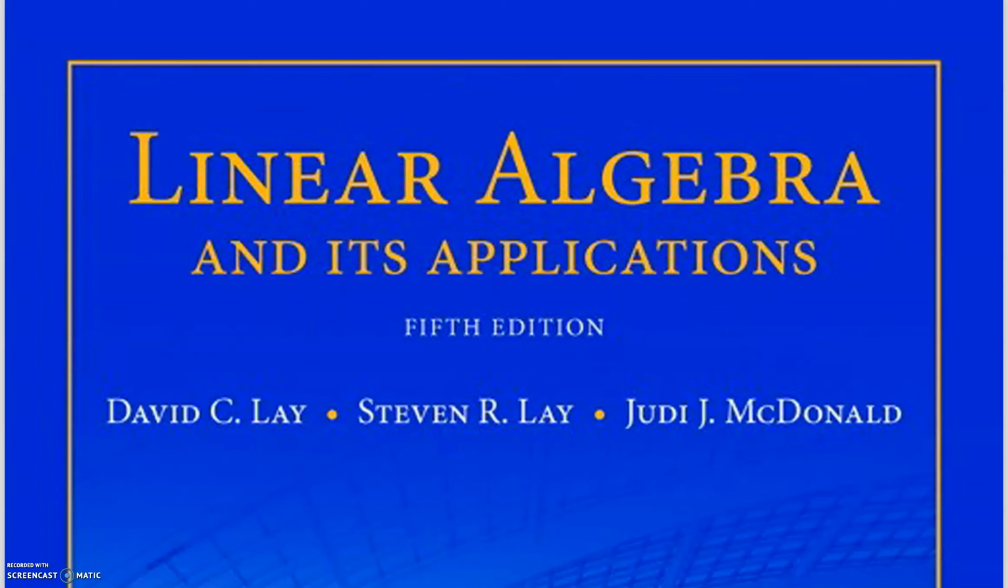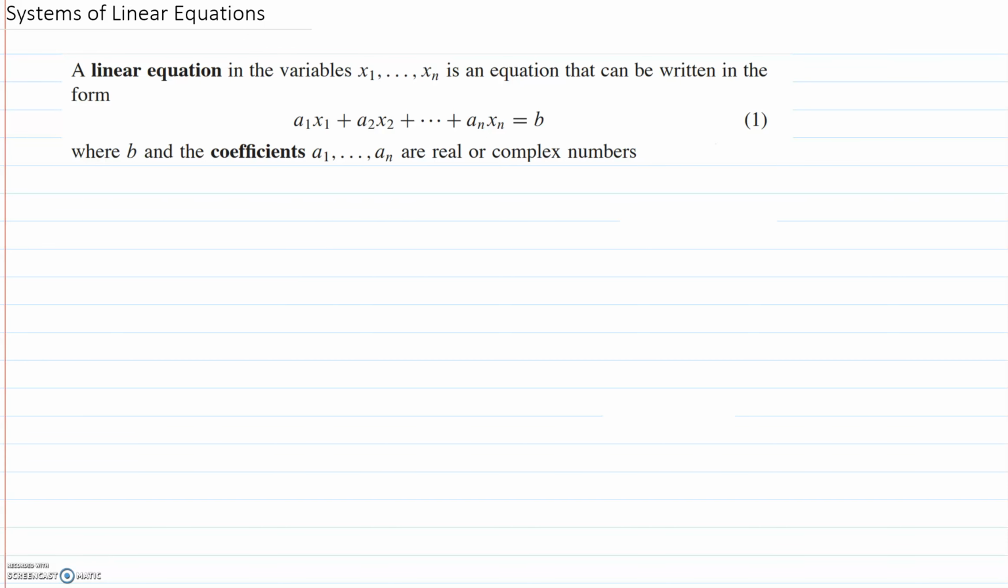What is linear algebra? It is the study of linear equations through vectors, which are a column of numbers, and matrices, which are a rectangular array of numbers. A linear equation in the variables x1 through xn is an equation that can be written in the following form, where b and these coefficients a1 through an are real numbers or complex numbers.